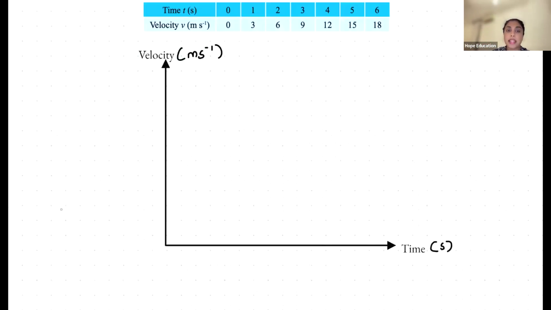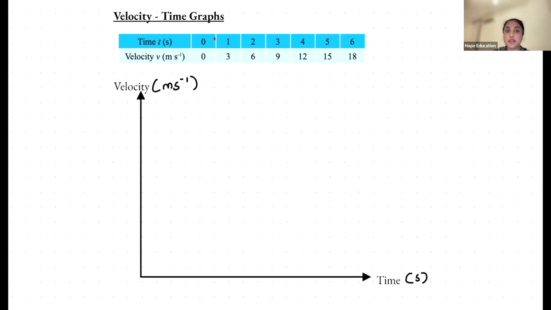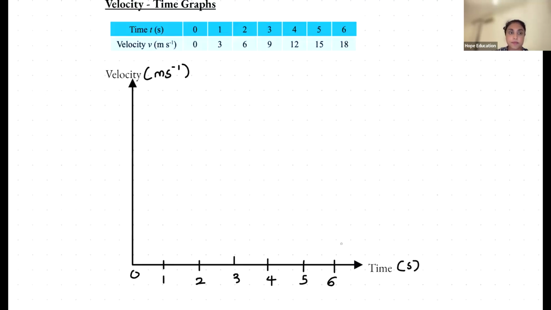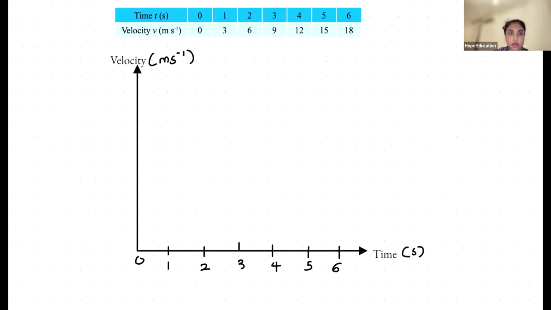Okay. So, when the time is 0, 1, 2, 3, 4, 5, 6, I mark these on the axis. Let me draw the graph here and then I will mark the velocity values.